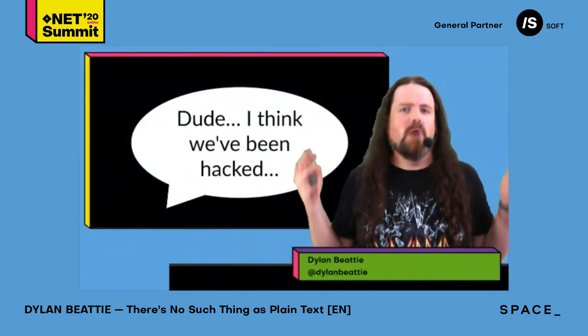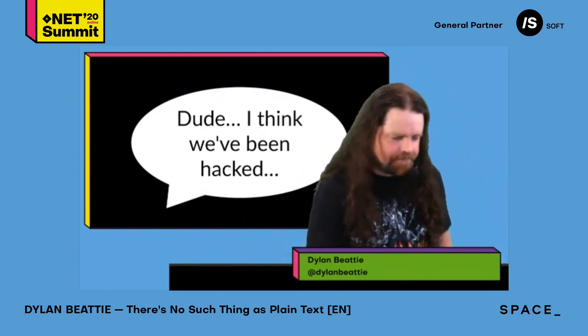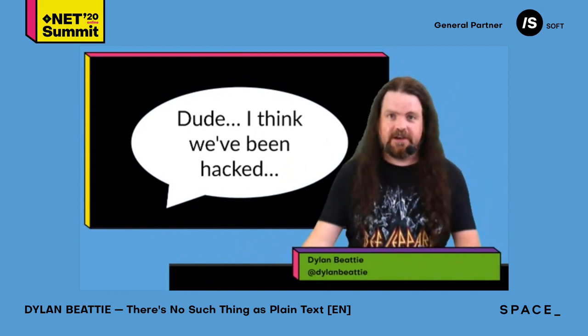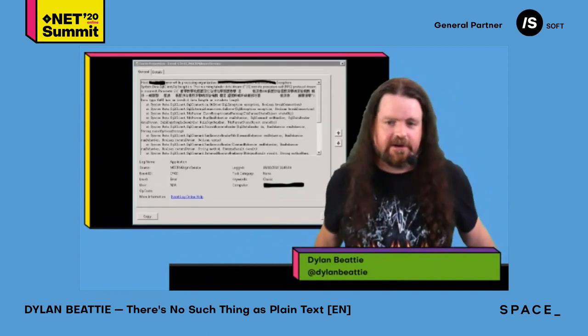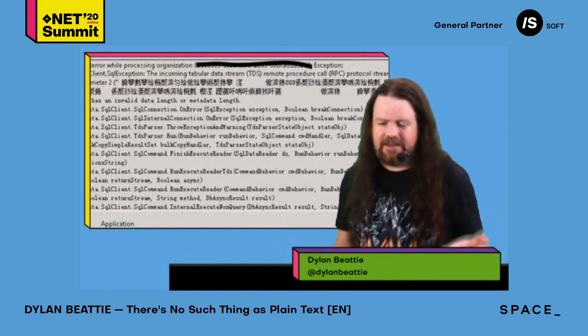He's like, why do you think we've been hacked? He says, there's Chinese in the Windows event log. And I remote onto the box. This is our Dynamics CRM server. And sure enough, there is Chinese in the Windows event log. And I think, all right, this might be bad.